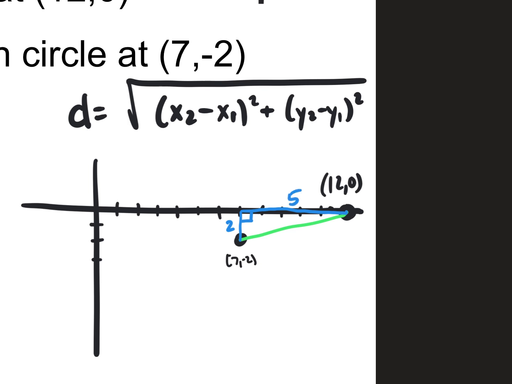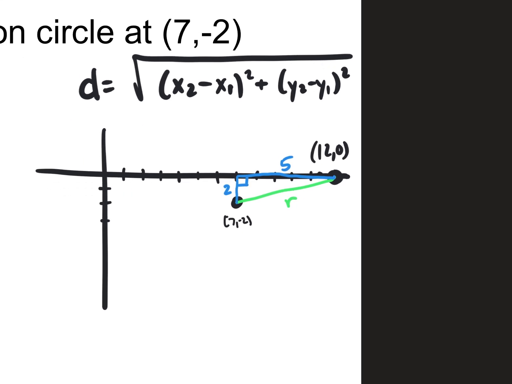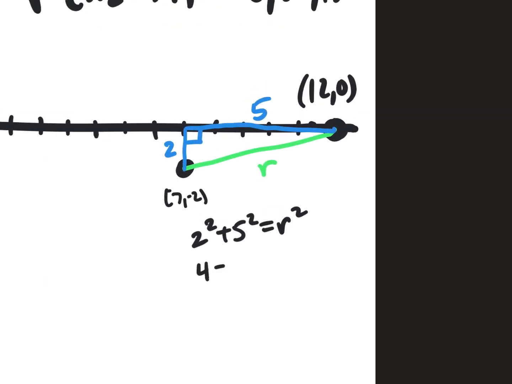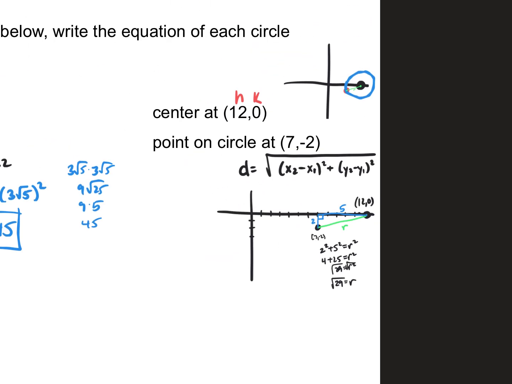To figure out your radius, it is the exact same process you did back in your geometry classes: a squared plus b squared equals c squared. In this case, my radius is the hypotenuse. 4 plus 25 equals my radius squared. 29 equals my radius squared. So if I take the square root of both sides, the square root of 29 is my radius. Okay?